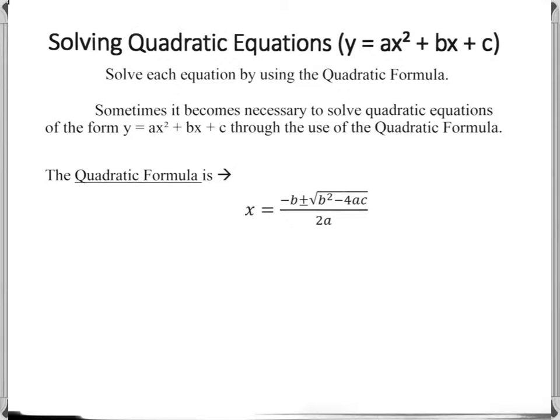Remember, the quadratic formula states that x equals negative b plus or minus the square root of b squared minus 4ac all over 2a, where your values for a, b, and c are taken from the coefficients of your quadratic equation.